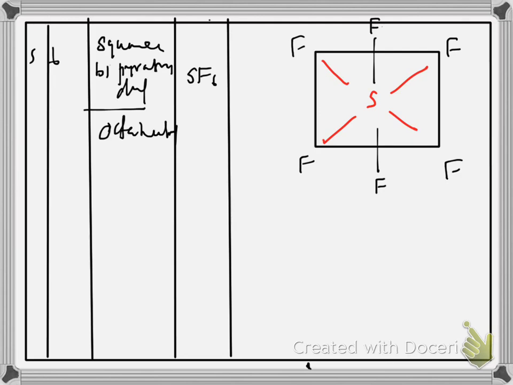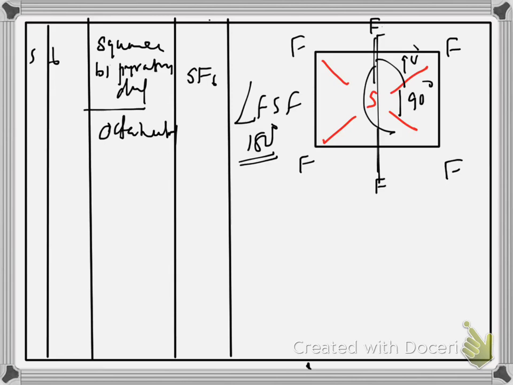Here the bond angle: all the bond angles are 90 inside the plane and outside the plane. Both angles are 90. This is 180. How many 180 angles are there? There are 3 F-S-F bond angles with 180 degree. You have to identify them. 3 bonds with 180 degree. 3 angles.